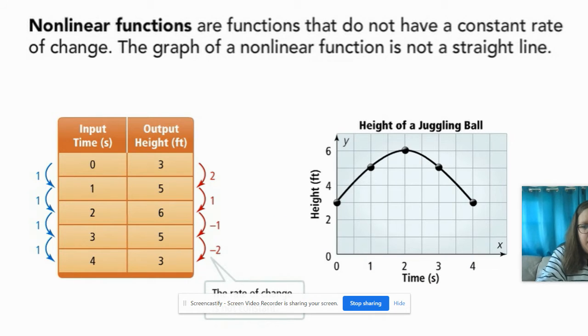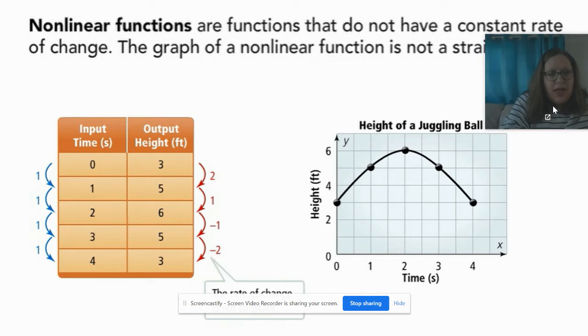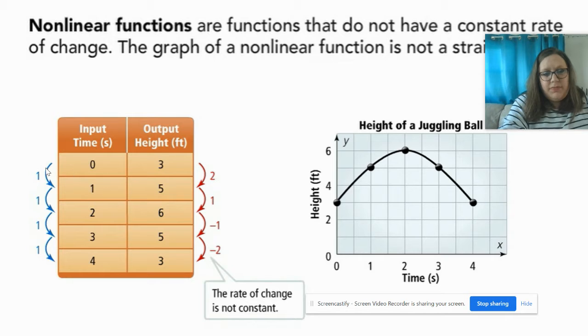As you see, for the height of a juggling ball as you throw it, as the time increases by 1 second, the height increases by 2, and then it goes down 1, and then it does not go down at a constant rate. It goes down 2, and then it goes up 1, and then down 1, and then down 2. So it's just all over the place. And as you can see here, it does not make a straight line, so those would not be linear functions. So again, do the slope test if it's a table. They each have to increase and decrease at the same rate, and if it's on a graph, it's very obvious to see if it's a line or not.